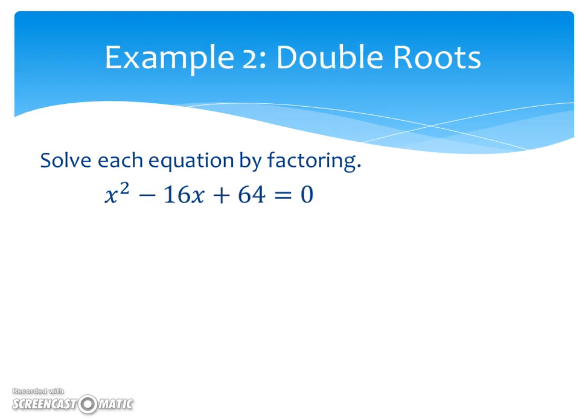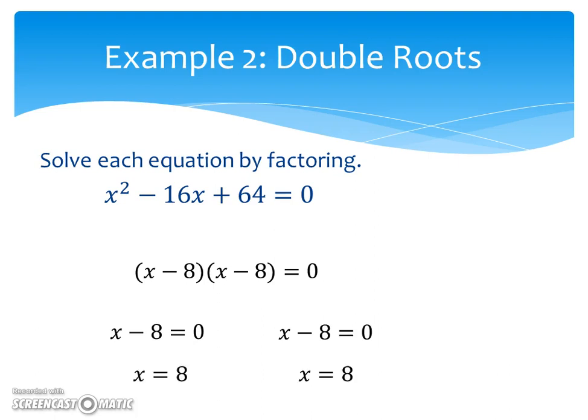Right. Example 2 is our double root. So here we have our original equation. We can factor it. It's a perfect square trinomial, so it's x minus 8, x minus 8. We can use the zero product property. Solve each equation. We get x equals 8. So there's only one solution here. It's just 8.